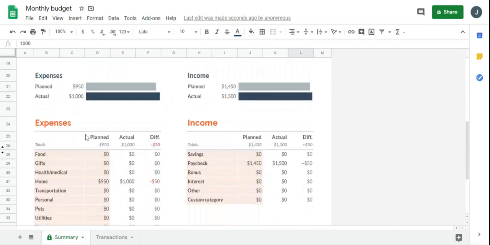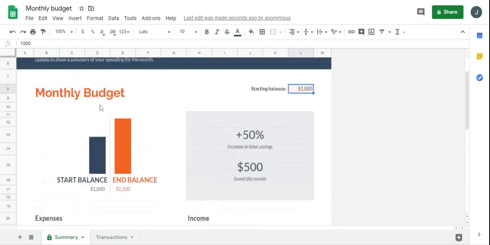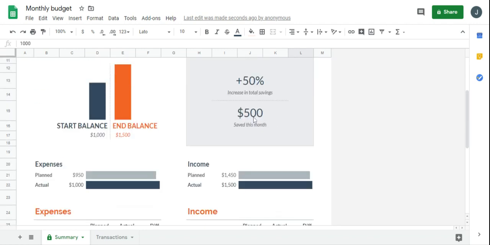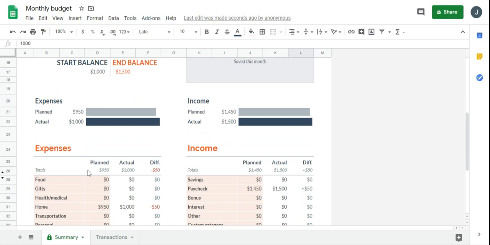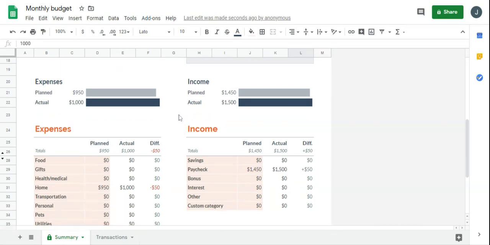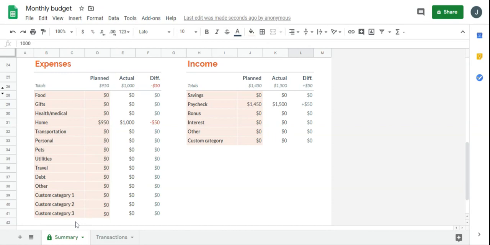Here you will be able to fill in various things. It does show a starting balance and then the ending balance for the month. It'll show an increase in total savings and then the amount saved specifically. This first page is the summary, and this is where you will do your planning. You don't put any of your transactions here, you just do your planning. As you can see, they have many categories.